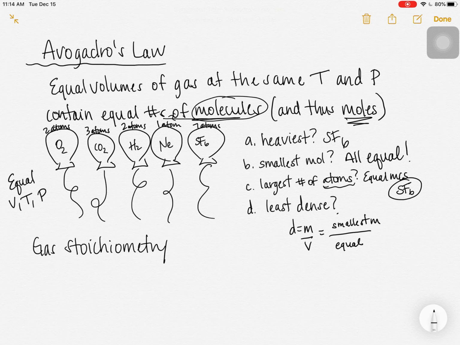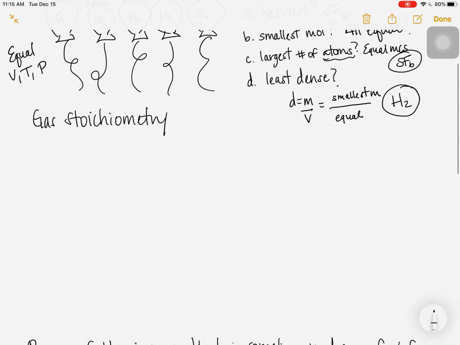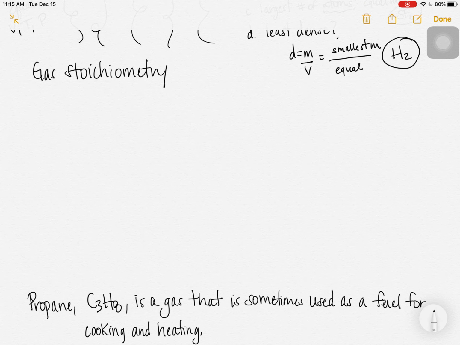And so who's going to be the least dense? Well, the one with the smallest mass number, right? Or molar mass, I guess. And who has the smallest molar mass? Most definitely H2. So I wouldn't be surprised if you see a question like that again with these balloons. It's probably the best way to gauge the understanding of Avogadro's law, how equal pressures, temperatures, and volumes can affect moles.